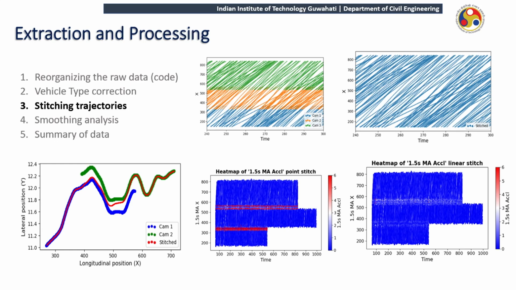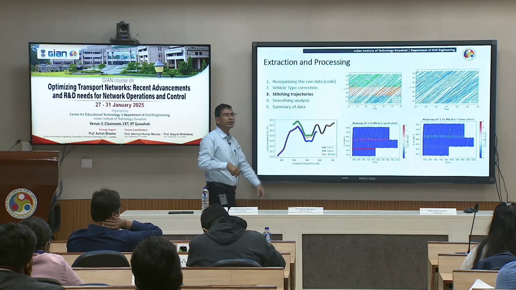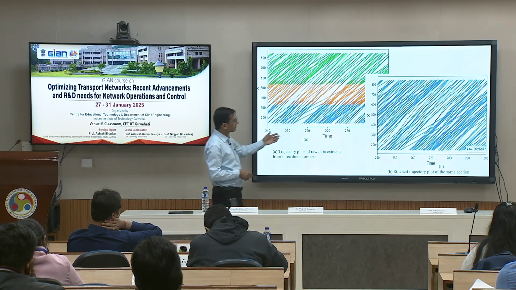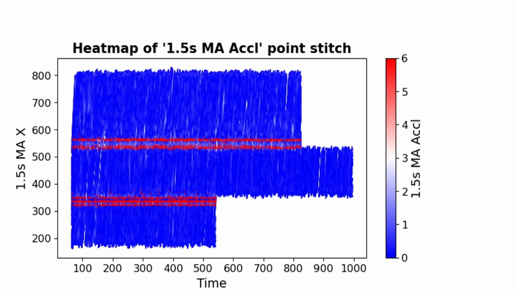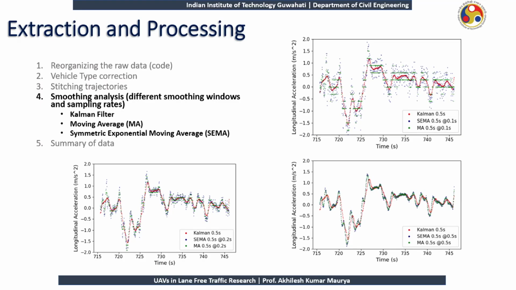Okay. Then once you have the trajectory, it will have certain errors, because once you do image processing, you may not get 100% accurate results. So these are the smoothened trajectories, the zoom view of the same. Some kind of smoothing is required, because you will have noise.